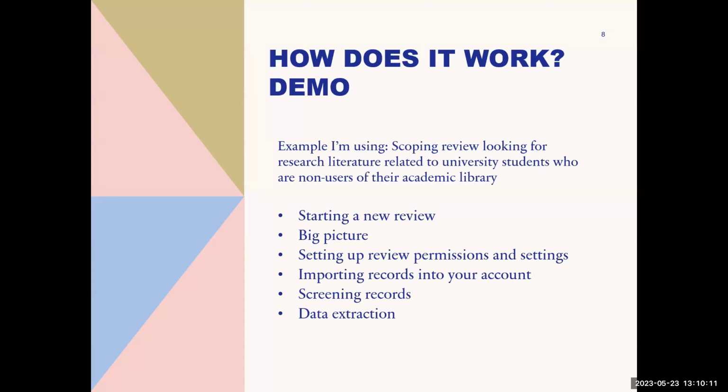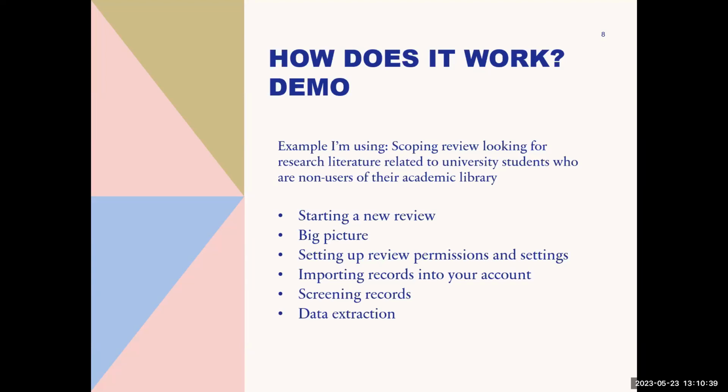So how does it work? I'm going to be doing a demonstration. For this example, I used the scoping review that Rosie Haneke and I had done, which was looking at research literature related to university students who are non-users of their academic library. I'm telling you this because it will guide some of the decisions we made and the examples I use. I'm not using the one that we actually finished. I made a duplicate of it to show you through the process.